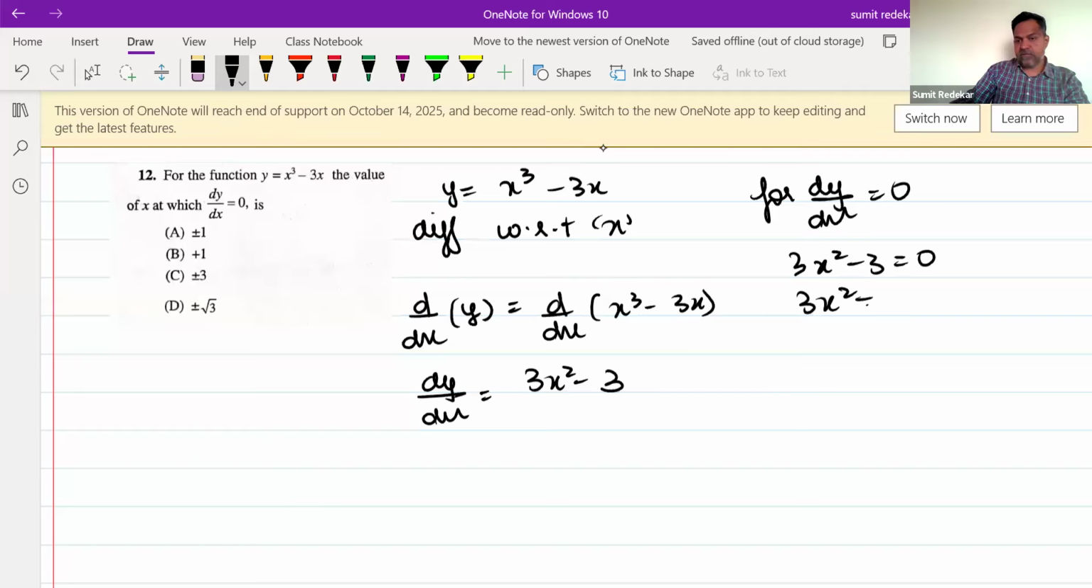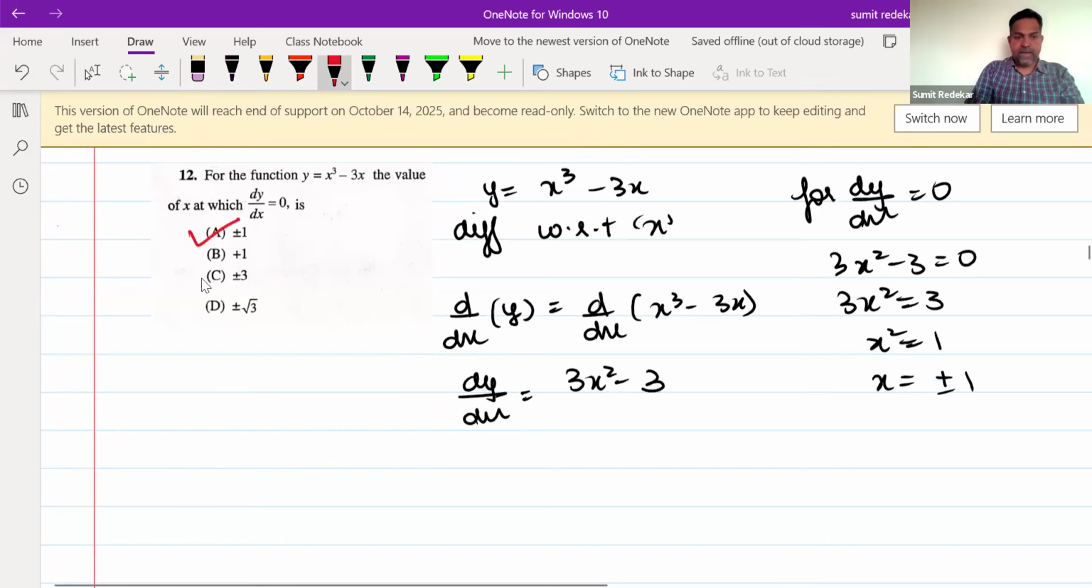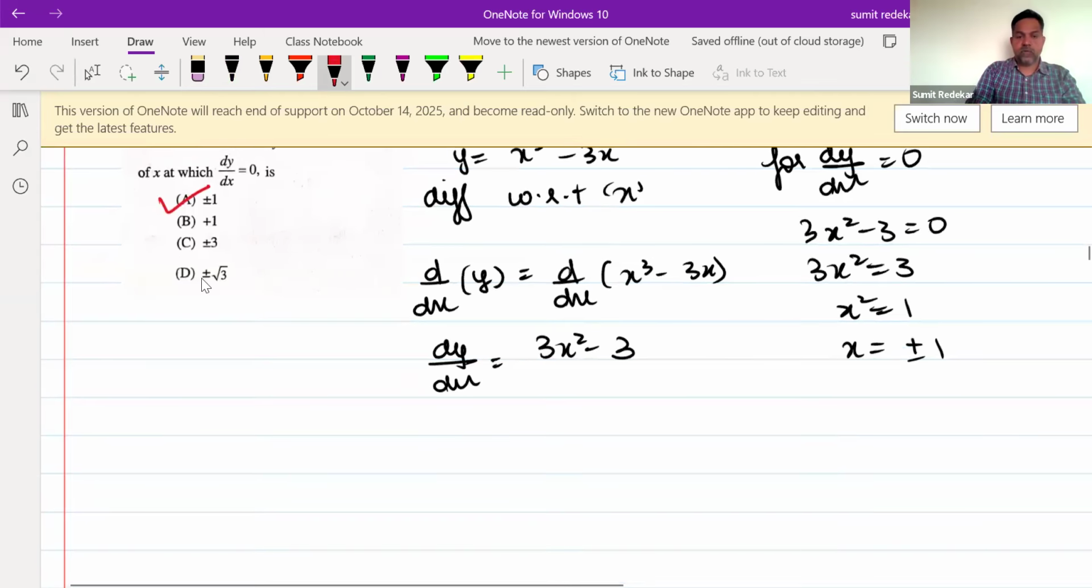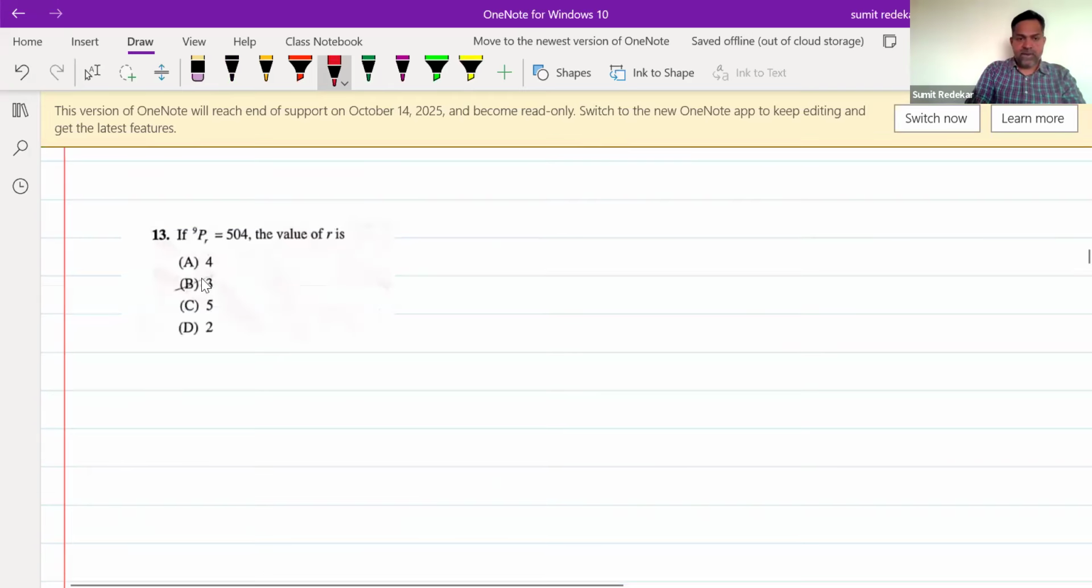Can I say 3x square is 3? Can I say x square is 1? And if x square is 1, x is plus or minus 1, because you are taking a root. So the answer to this according to me should be A, and that is plus or minus 1. That is question number 12.